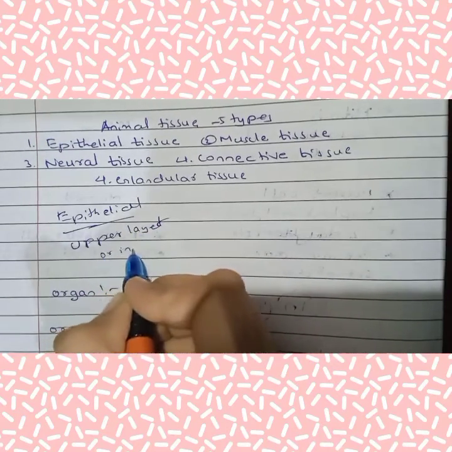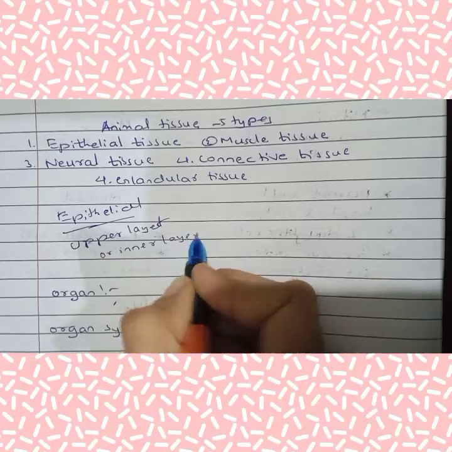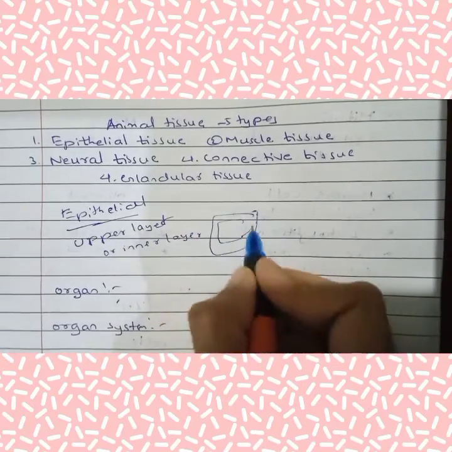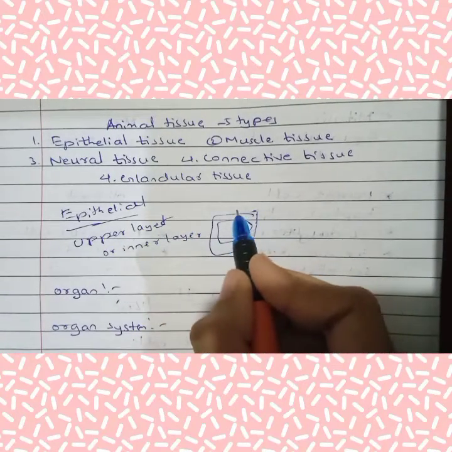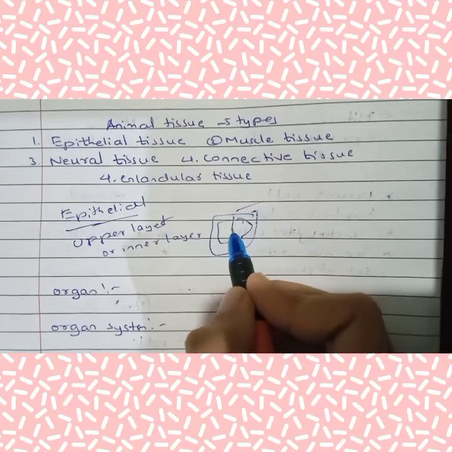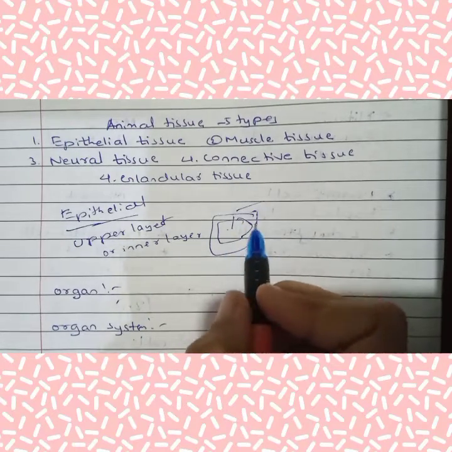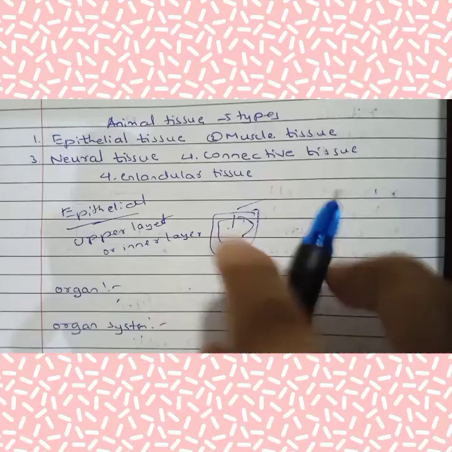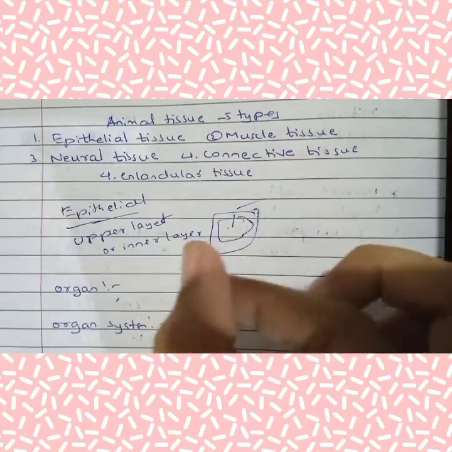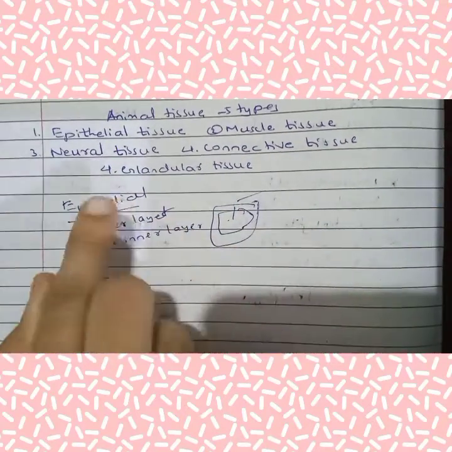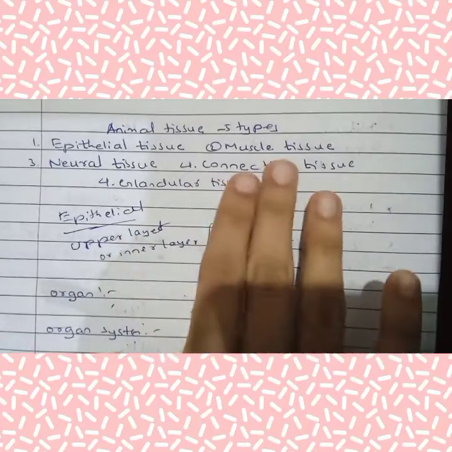or inner layer. Now imagine this is a liver. The upper layer and this inner layer are nothing but epithelial tissue. It is made of epithelial tissue. So the upper layer of the skin and the inner layer of the skin are made up of epithelial tissue. Now muscle tissue, you know muscle.